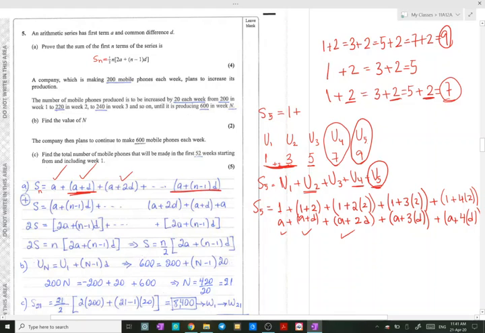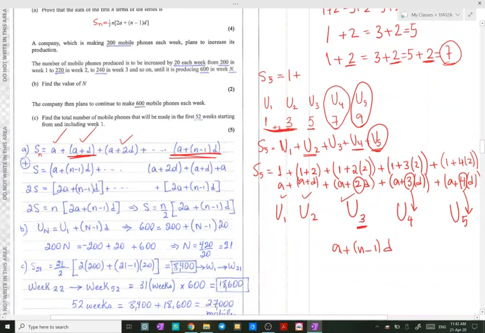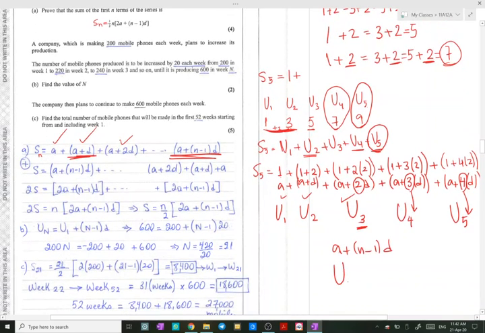Now we come to this term. If this was U1 and this is U2 and this is U3, now this here is the place of the term, which is the third place, minus 1. And this is U4, therefore this is the place of the term, minus 1. This is U5, so this is the place of the term, minus 1. So if I get A plus n minus 1 times D, it means that I'm finding the Un term.